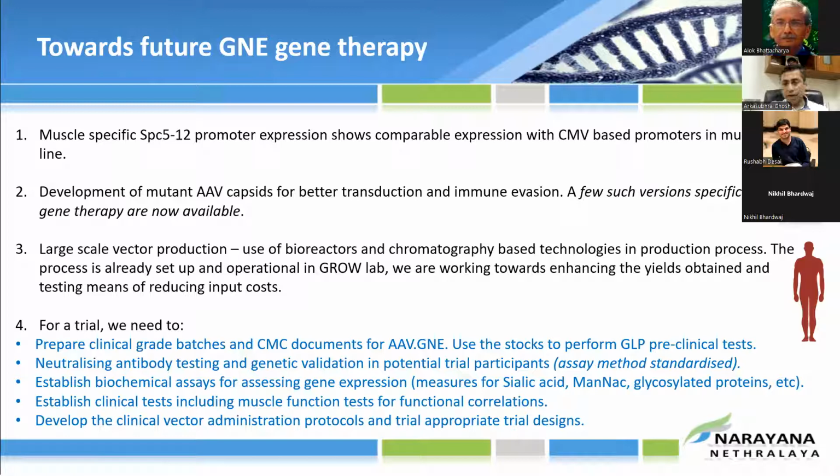We call them the MyoAVs. So a few of such vectors could be tried out for better expression in the muscle. And the third thing, of course, is large-scale vector production required for making clinical grade vectors.